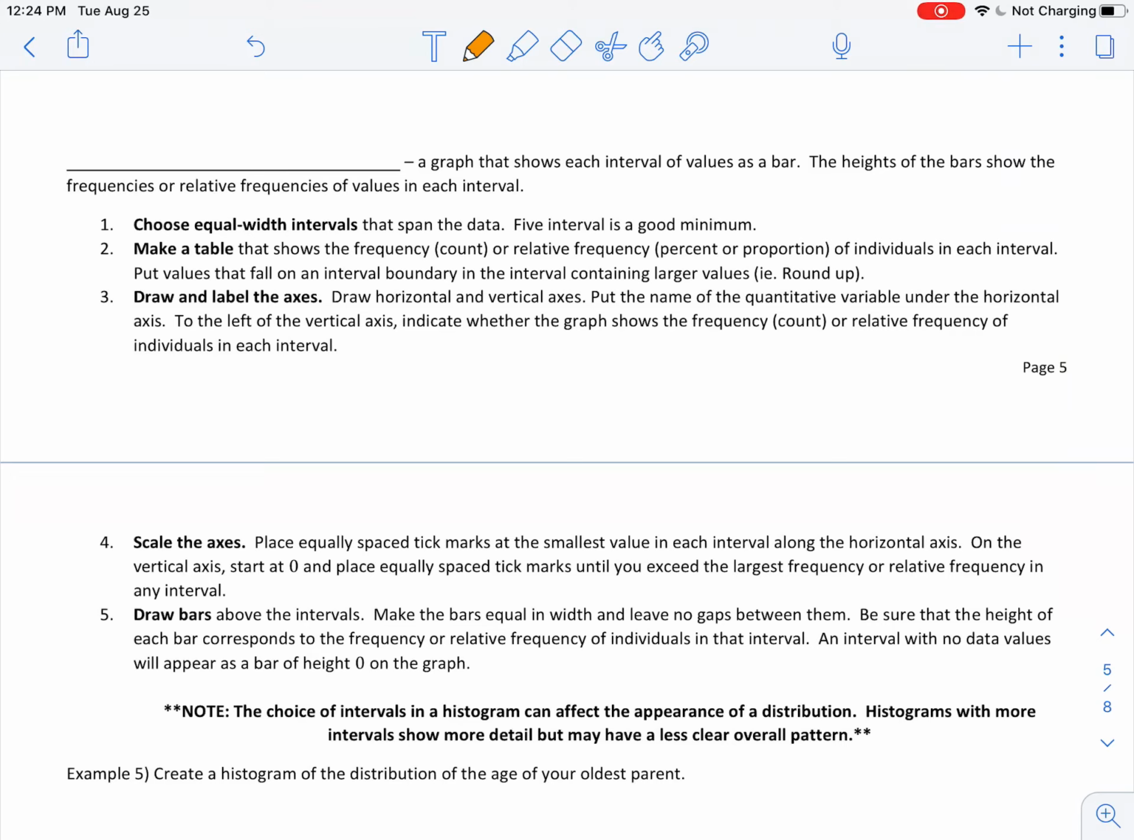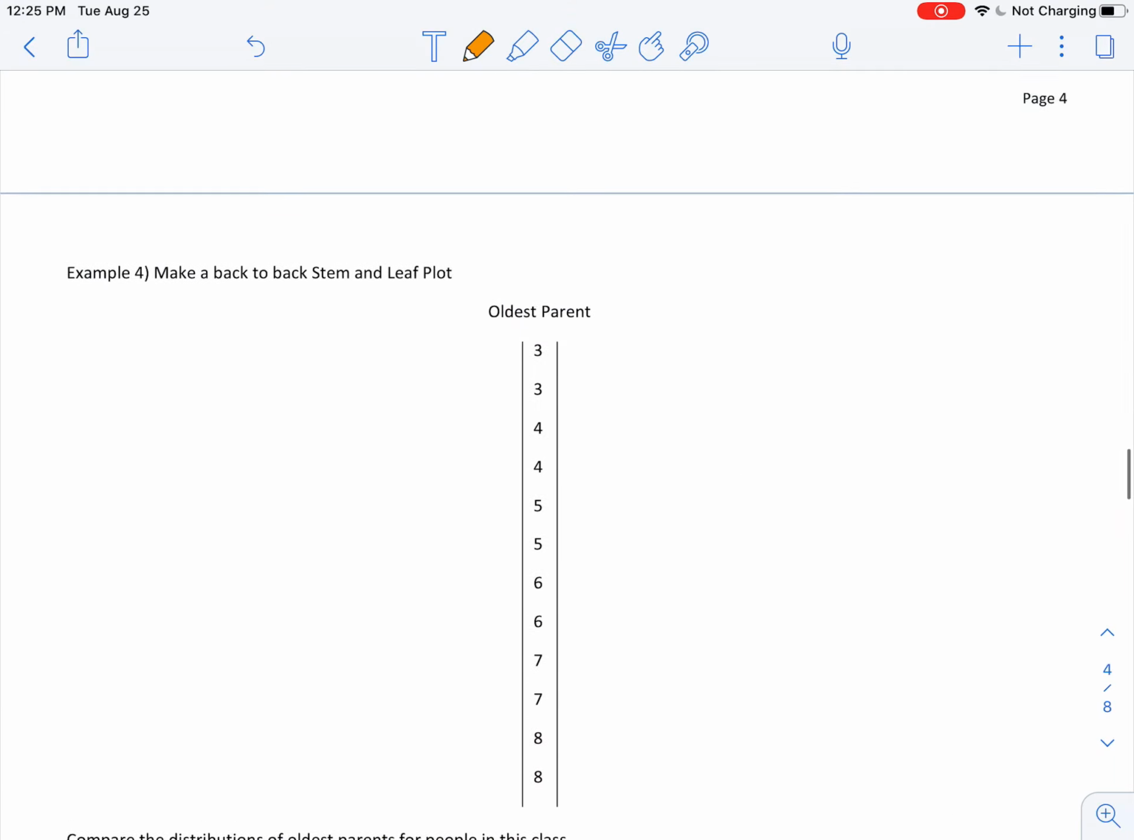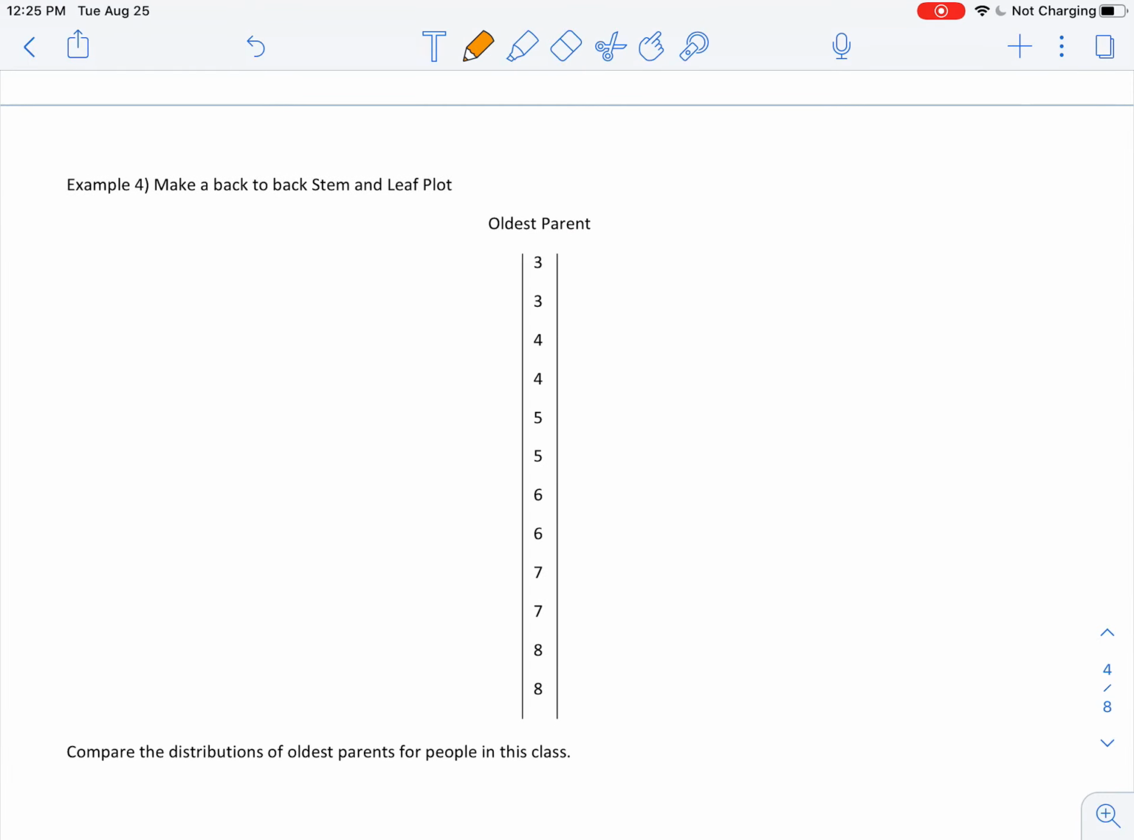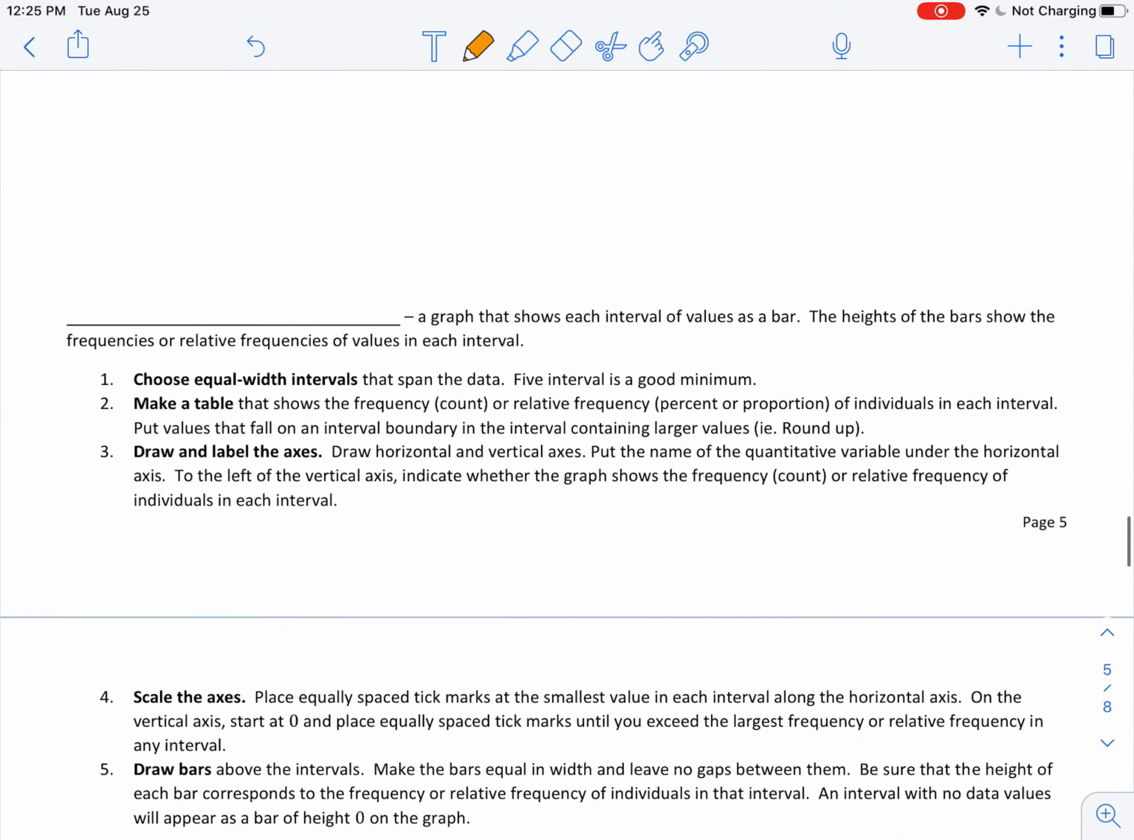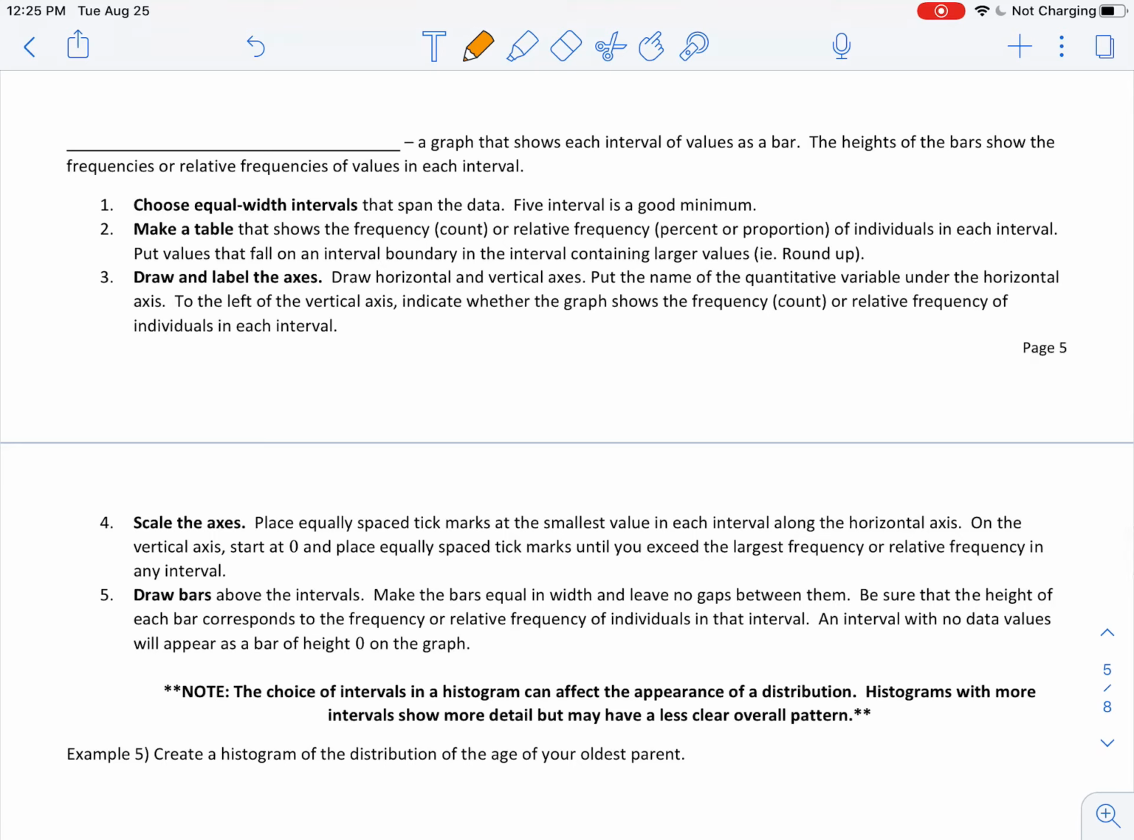Hi, stats class. This is the rest of the lesson 1 guided notes. I am on the bottom of page 5, so you should have done this part, example 4, with me in class today. So now we're just going to finish out the notes in this video.